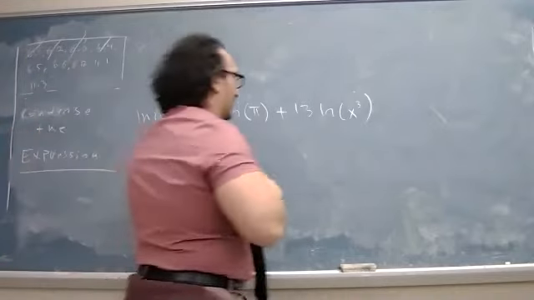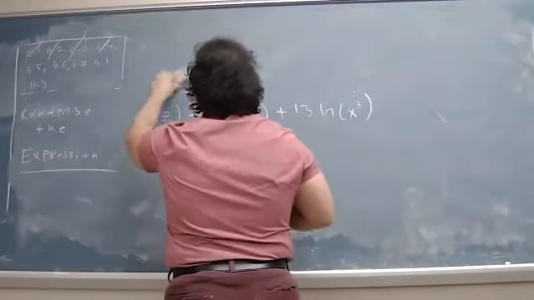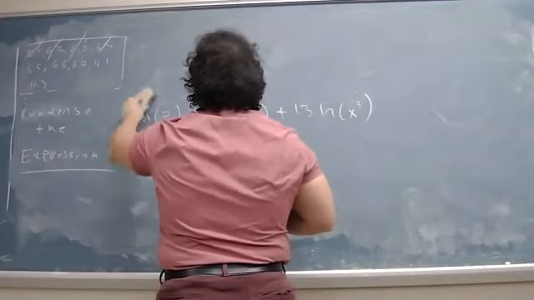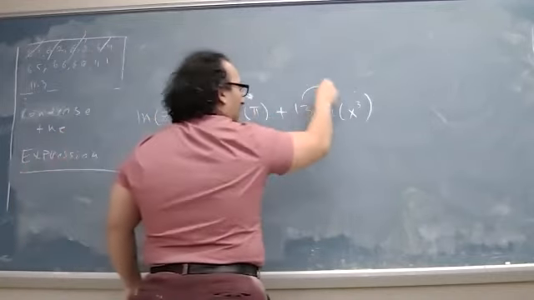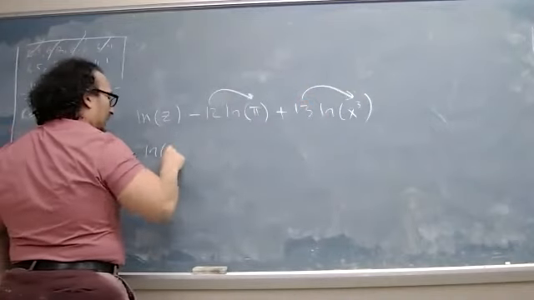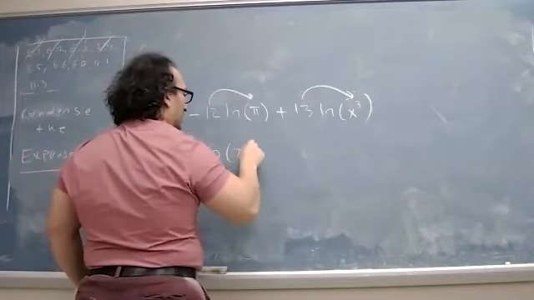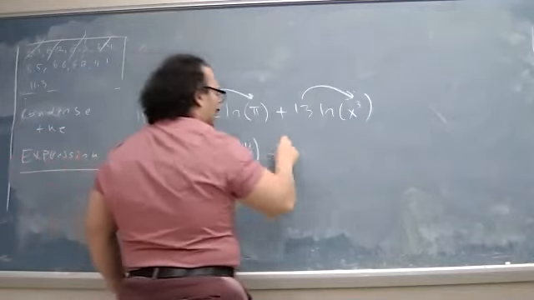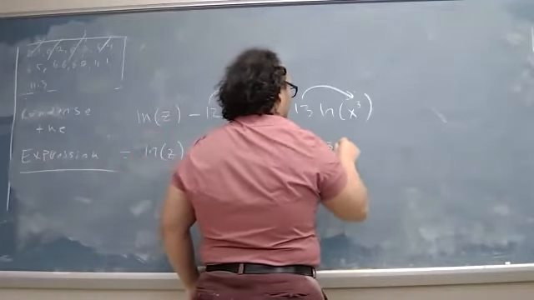Well, actually, let me not jump the gun yet. We can't do the quotient rule yet. We have to use the power rule here. So let's use the power rule to bring this up here, and the power rule to bring that up there. So this becomes ln of z minus ln of pi to the 12 plus ln of x to the 39.